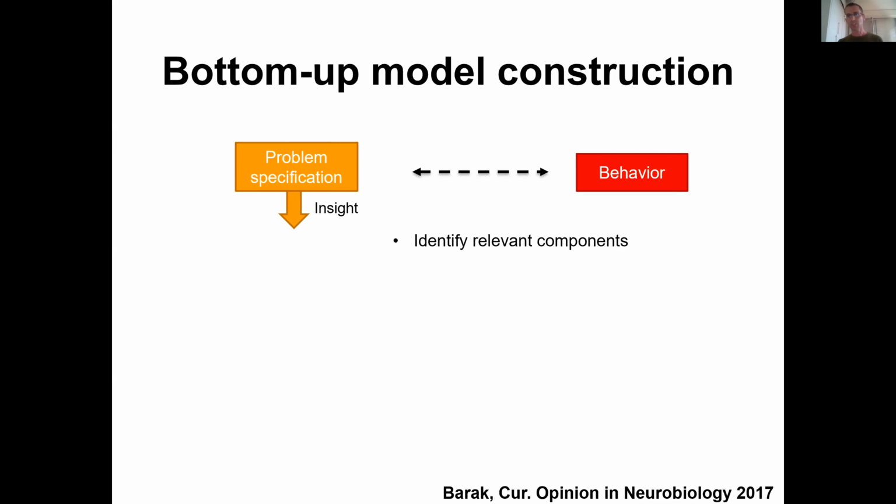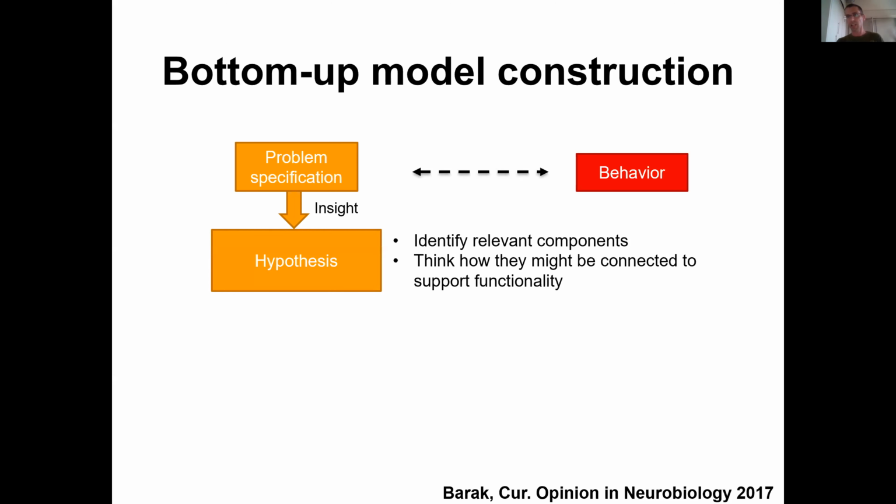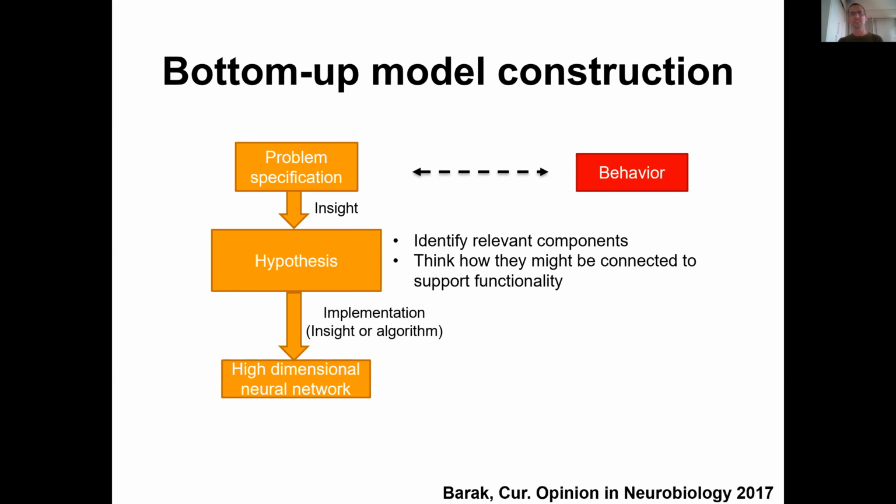And now, using some insight, you try to think how these components that you identified and characterized are connected together to support the functionality. This is a hypothesis. And now, let's say if you're in the business of high-dimensional dynamics, then you implement this in a neural network that has many neurons and has certain dynamics that you can then compare to neural data.